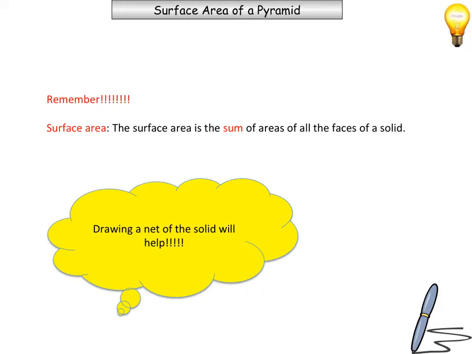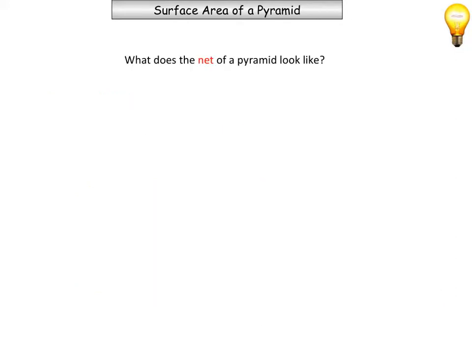Now remember that it's probably best to draw the net of the solid because it's easier to see what it looks like as a two-dimensional shape. So can you remember what the net of a pyramid would look like? Just visualize what a pyramid is.